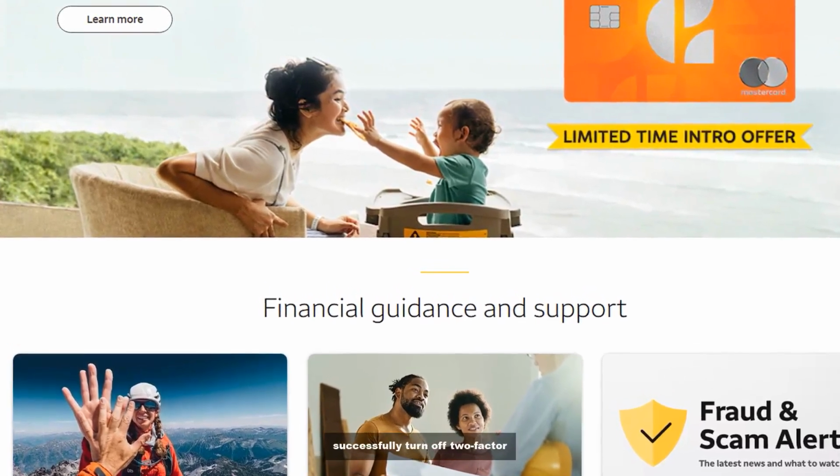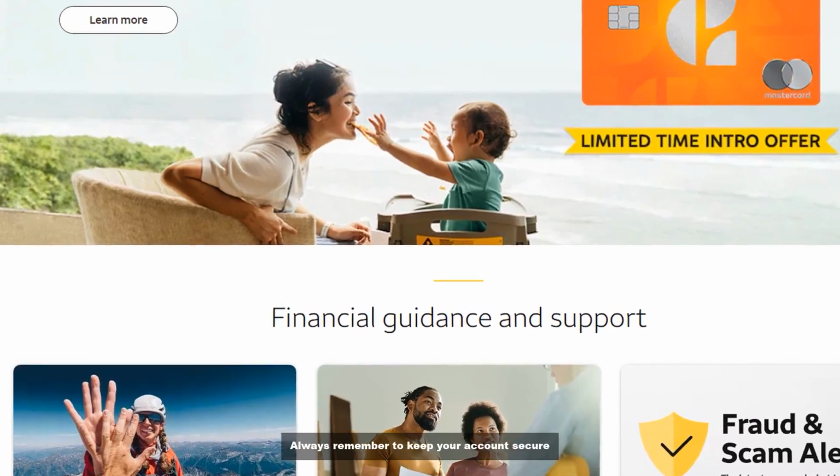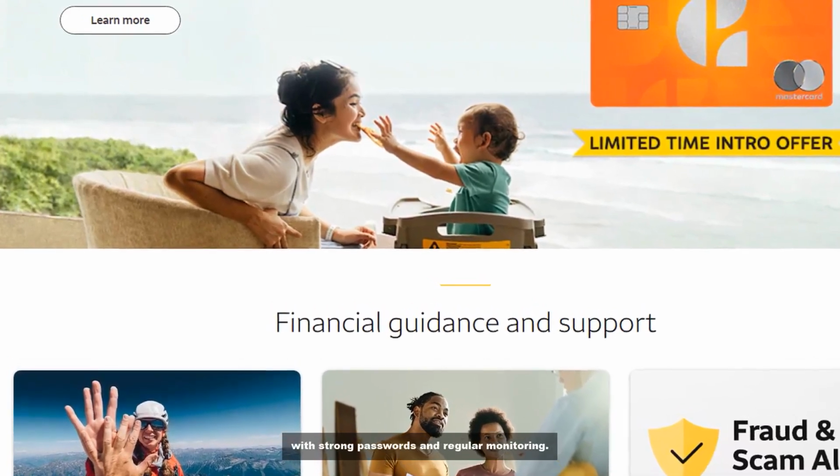By following these steps, you can successfully turn off two-factor authentication on your Wells Fargo account. Always remember to keep your account secure with strong passwords and regular monitoring.